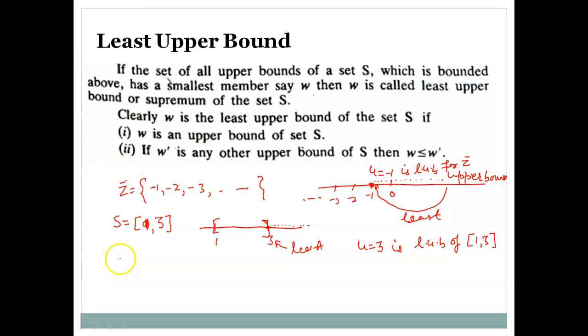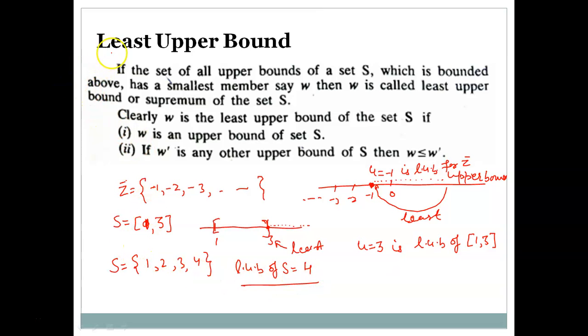Suppose we take a finite set. Suppose I'm talking about here 1, 2, 3, 4. This is the finite set. In this case, all numbers greater than or equal to 4 are upper bounds. So here the least upper bound of this set S is 4.